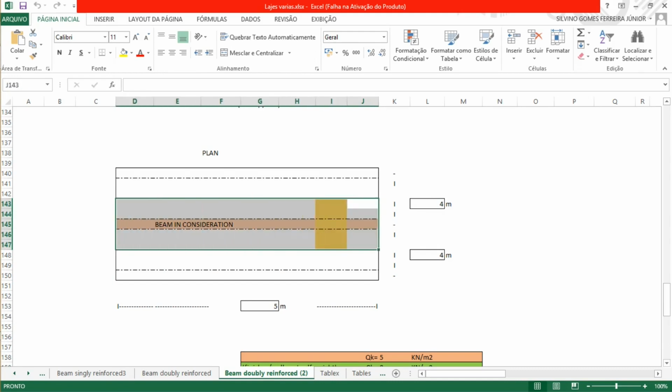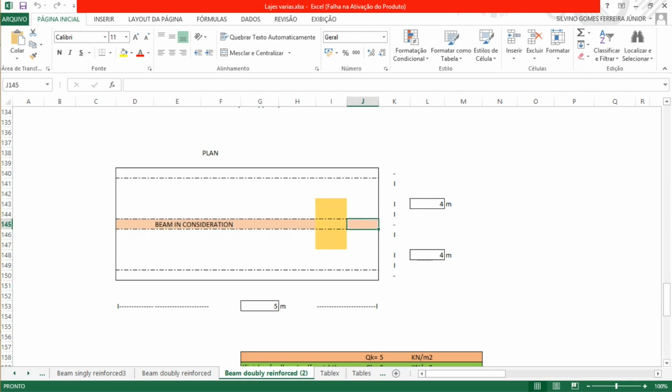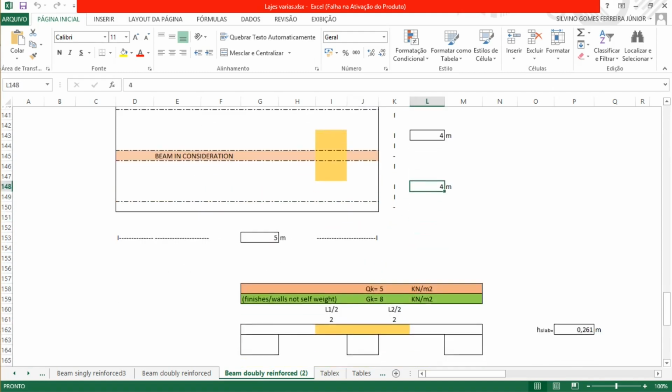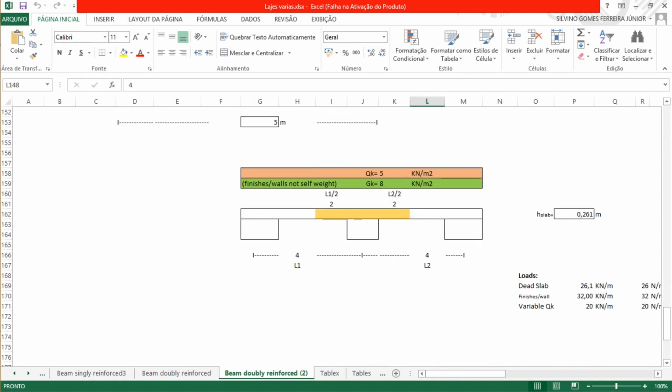transmitting to the beam. So on this span, from this beam to this beam, we have 4 meters. From here to here, 4 meters. Looking at the cross section, it will be like this: a beam here, another beam here, and they are simply supported, and the slab on top. For the slab, let's adopt this height, 0.261 meters.